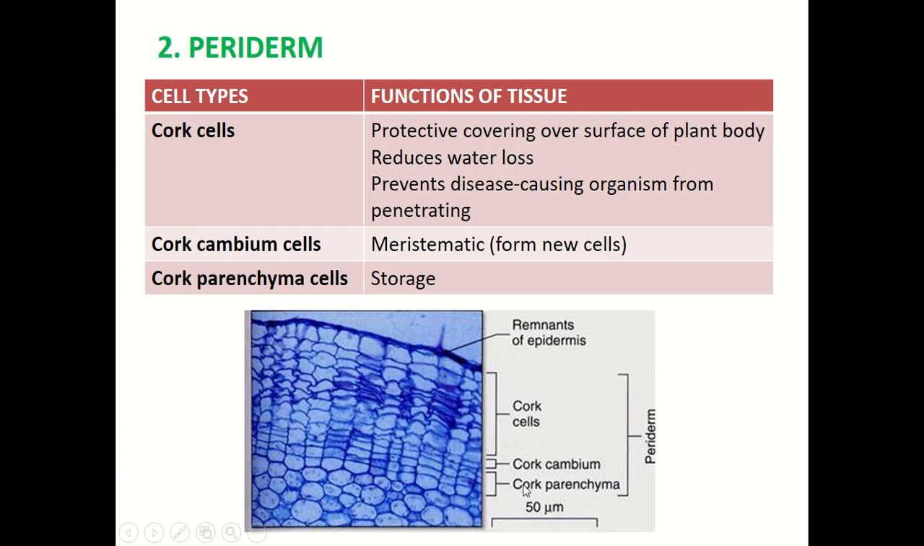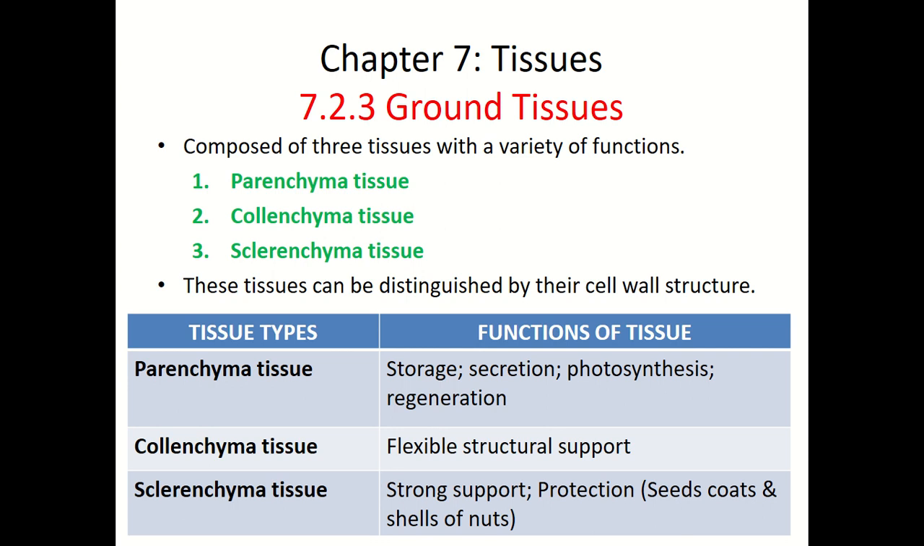Meanwhile, the parenchyma cell here functions as storage. Okay, so next, the third type of tissue that can be found in plants is ground tissue. Ground tissue is composed of three types of tissues: parenchyma, collenchyma, and sclerenchyma tissue.